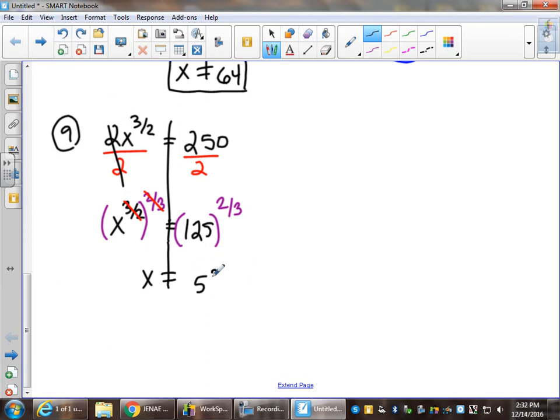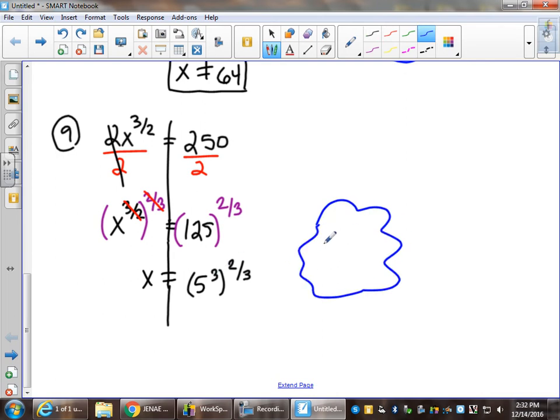I have to be careful. Sometimes if I don't leave space, it looks like a 4. 2/3. Mental bubble. 3 times 2 is 6, so that's 5 to the 6/3. I'm totally cool if you right away see that this becomes 5 squared, because 6 divided by 3 is 2. So my answer, x equals 25. And we're done. This was an odd root. See, the 3 is odd, so there was no plus or minus.